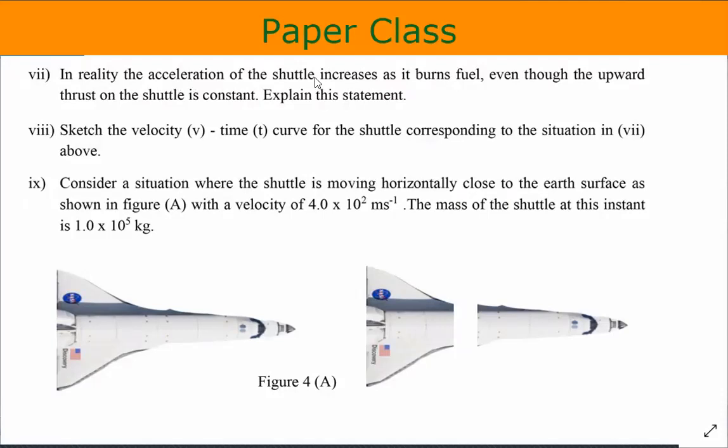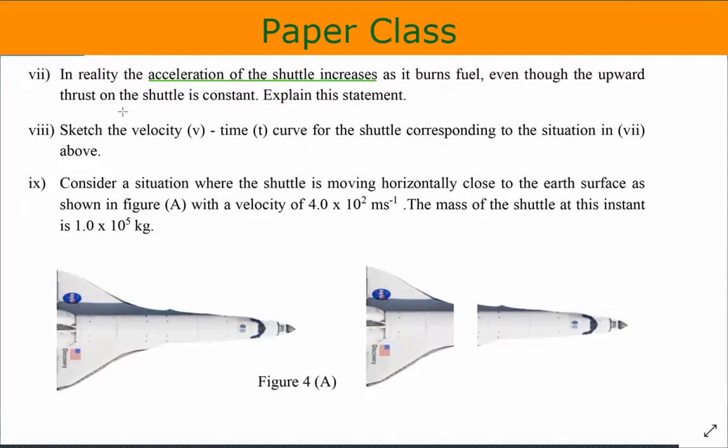In reality, acceleration of the shuttle increases as it burns fuel, even though upward thrust on the shuttle is constant. Upward thrust means upward force. Upward force acting on the shuttle is constant, but they have told us the acceleration increases. How is it possible, dear? Yes, dear. So the mass of the rocket decreases, so the acceleration increases. Very good. Acceleration increases because mass of the shuttle decreases.